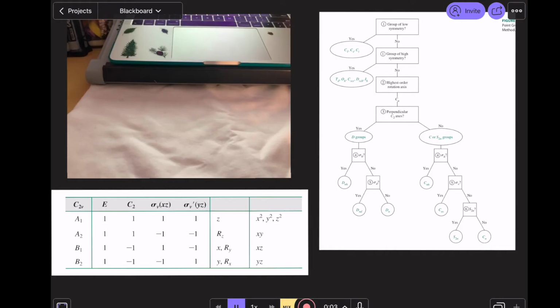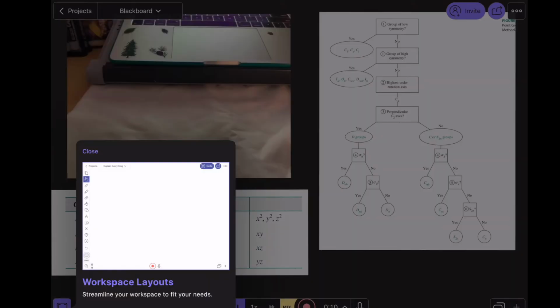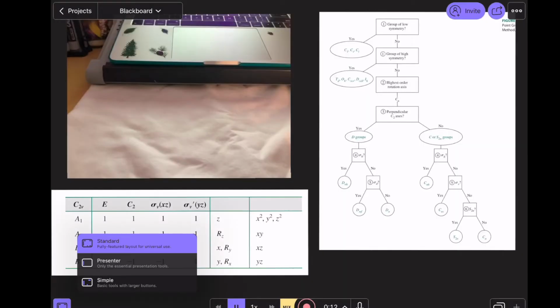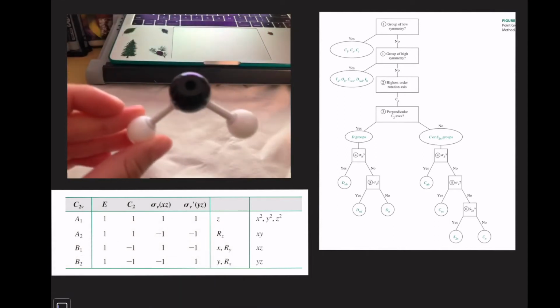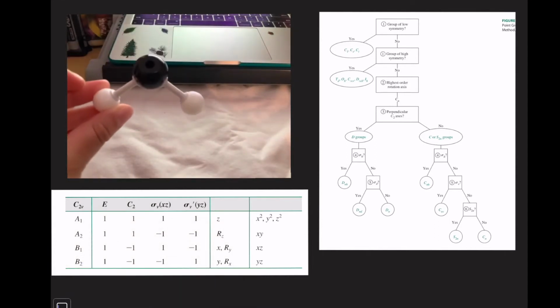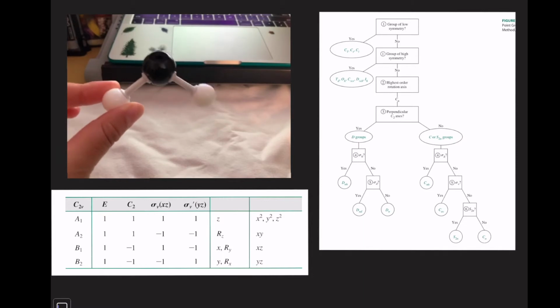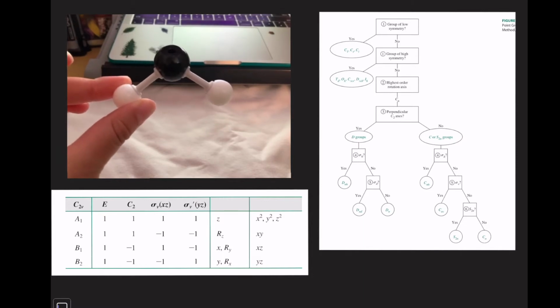I'm going to talk about how to calculate the number of stretching bands in a water molecule and how to determine whether each of those are IR or Raman active. This is our water molecule, and we know that it has a point group of C2v.